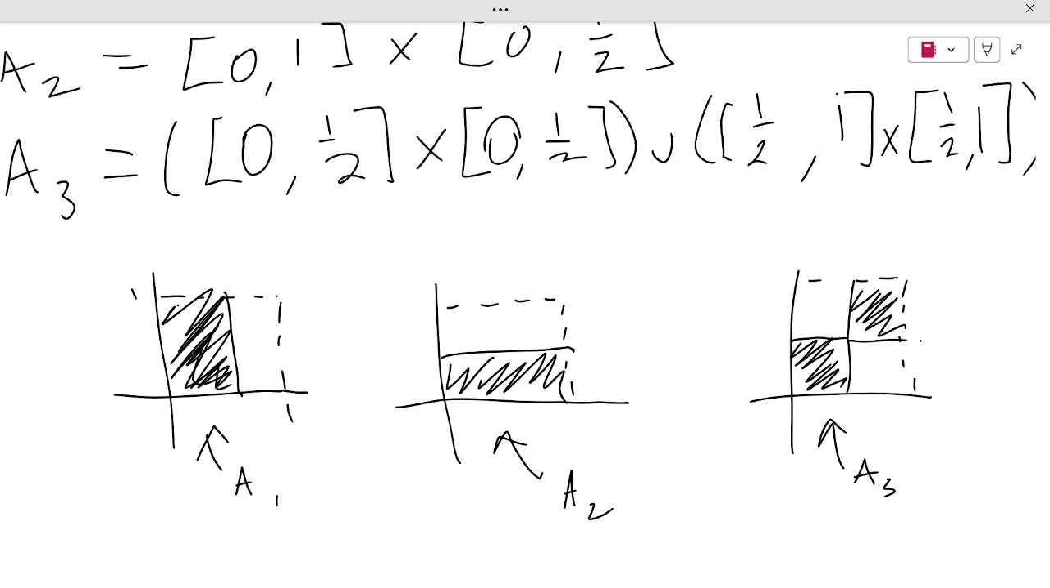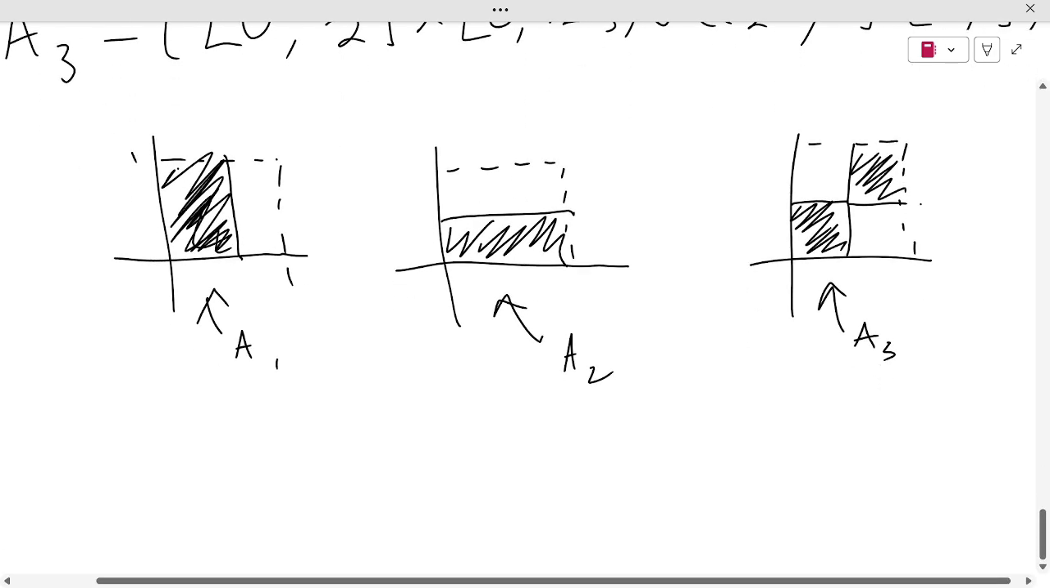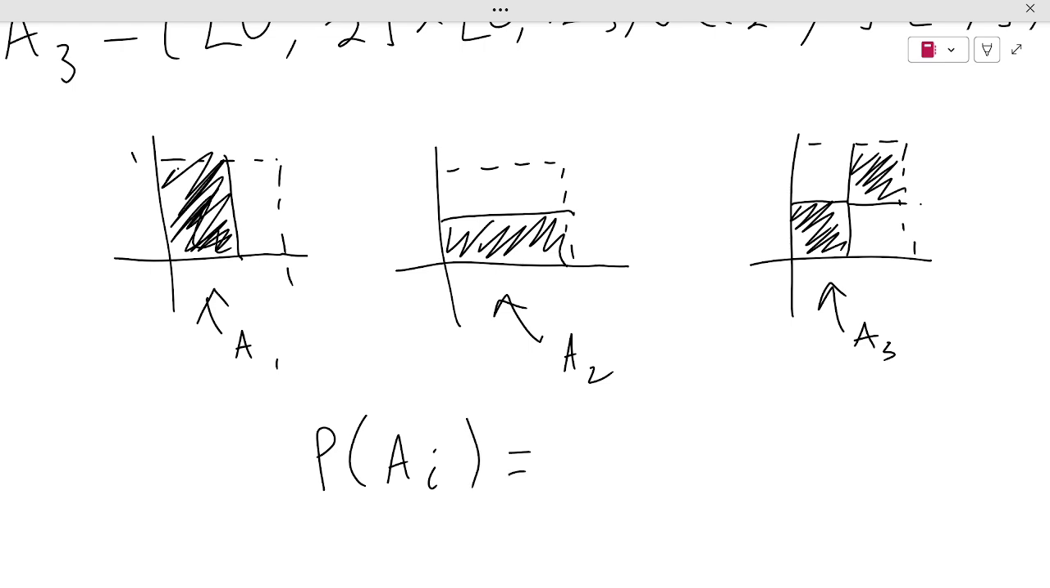So hopefully you can see that for any of these events, what is the probability? For some arbitrary one, any of these events, its probability is 1/2, right? Because all these areas are 1/2 of the total area of S, of the sample space.